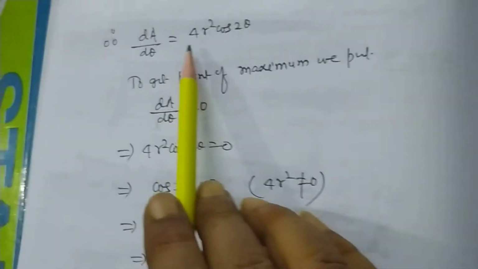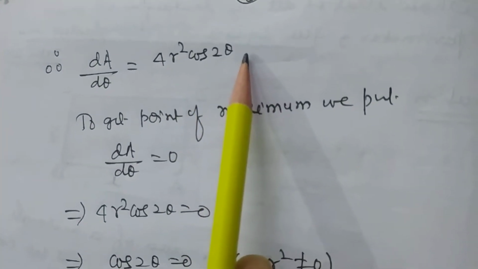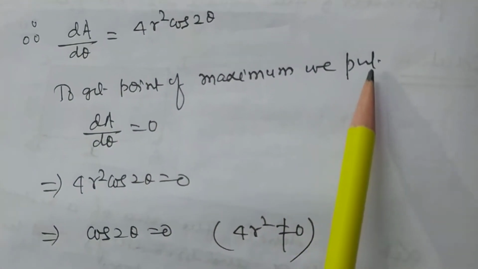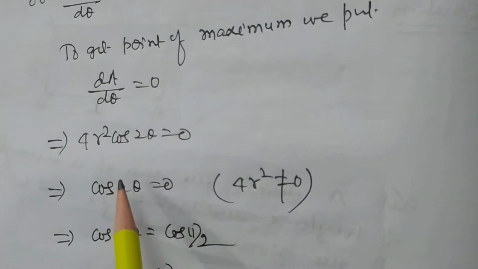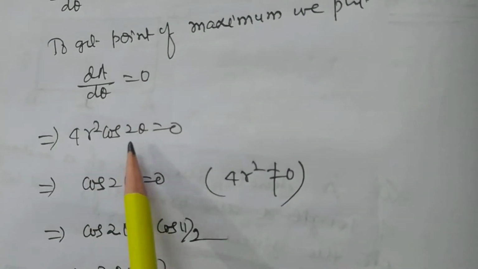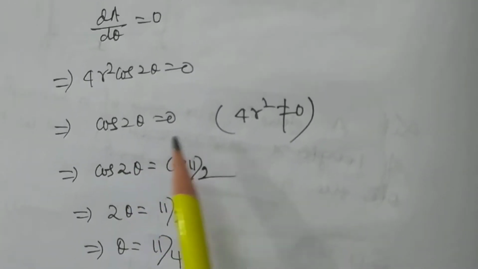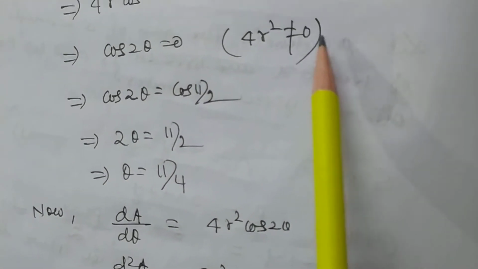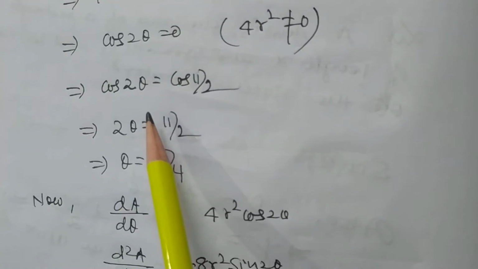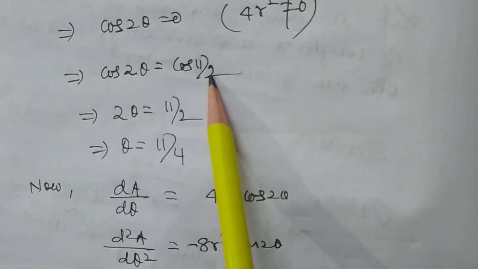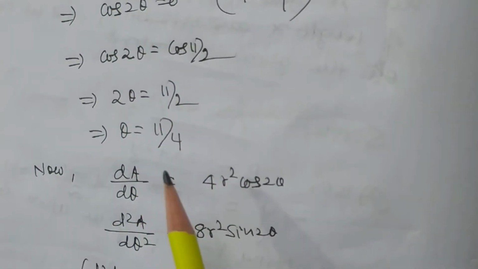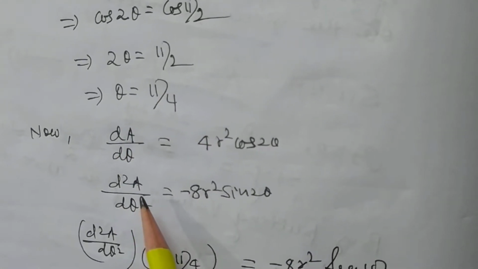So dA by d theta is equal to 4R square cos 2 theta. To get the point of maximum, we put dA by d theta equal to 0. That is 4R square cos 2 theta is equal to 0. But 4R square is not equal to 0. So cos 2 theta is equal to 0. Cos 2 theta is equal to cos pi by 2. 2 theta is equal to pi by 2. Theta is equal to pi by 4.